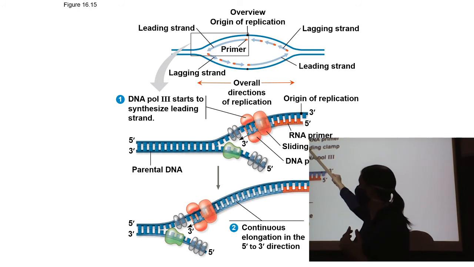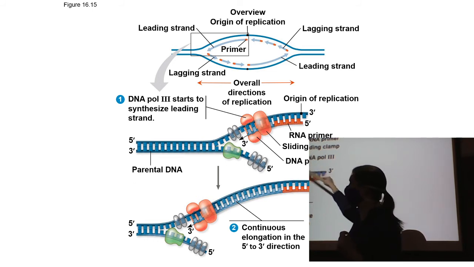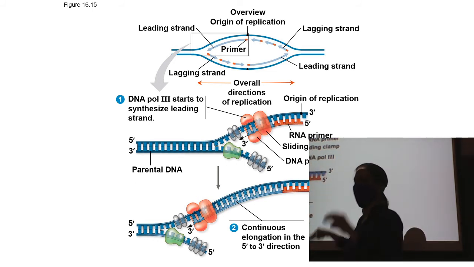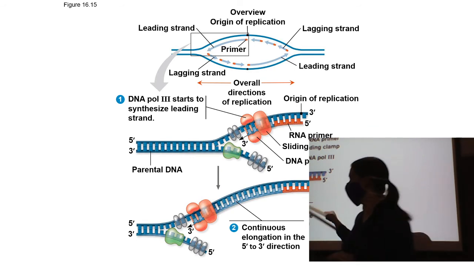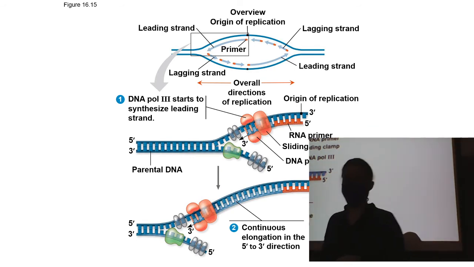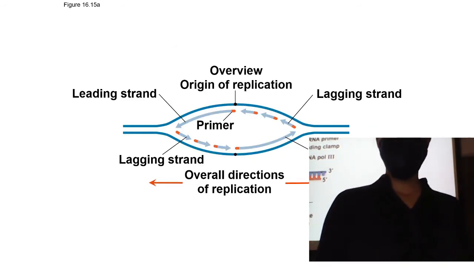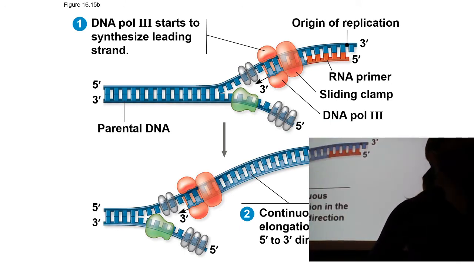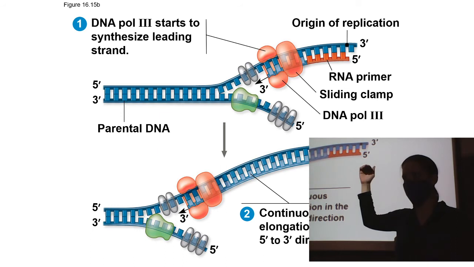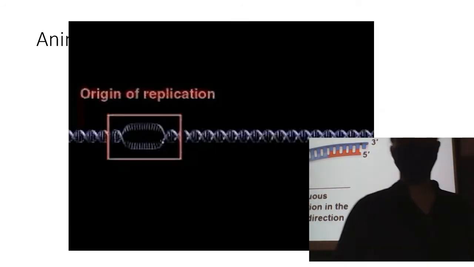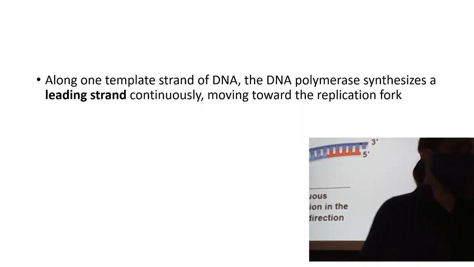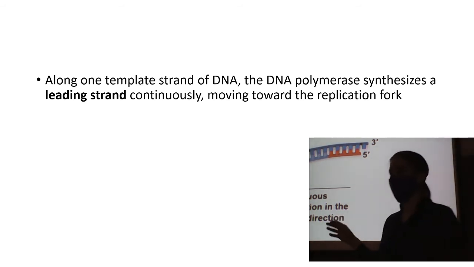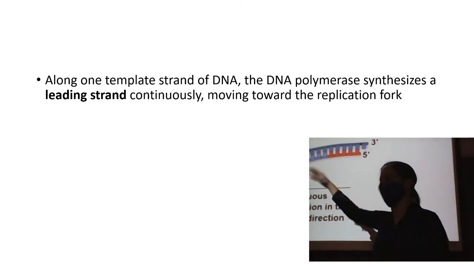It has the 3' end from the primer that it sees. It can put new nucleotides on, and it's just going to keep going. So long as this helicase keeps opening up in front of it, it can just keep running along. Fair enough? This is called the leading strand, and it's just going to keep chugging along. It doesn't have to stop or start. It can just build forever.